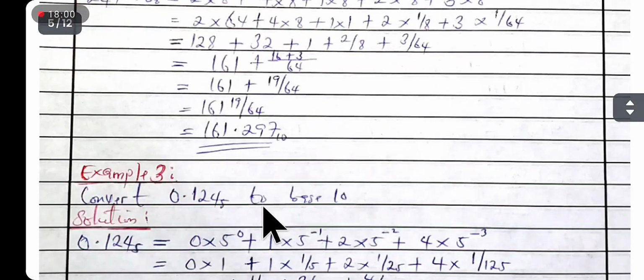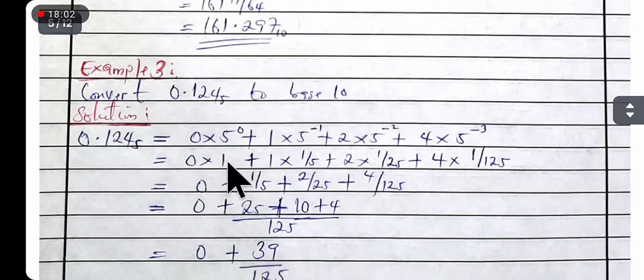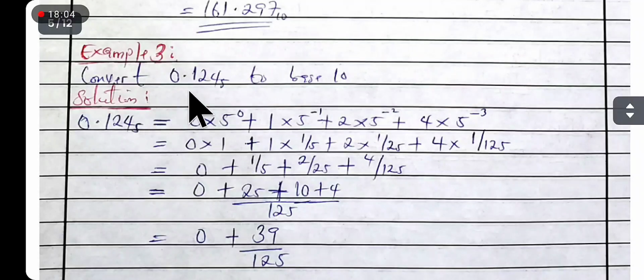Okay, so we have another example here, very fast. Convert 0.124 in base 5 to base 10. The same procedure, we have 0 times 5, then plus 124 in base 5. After this dot, we continue with 1 times 5, then 2 times 5, then 4 times 5. Of course, this is where the point is.